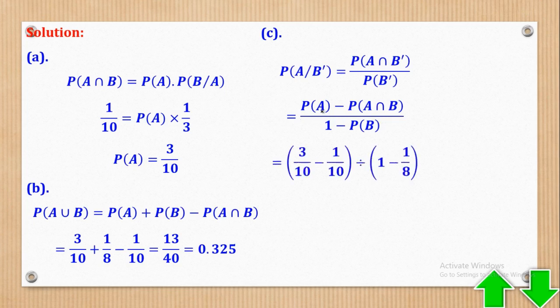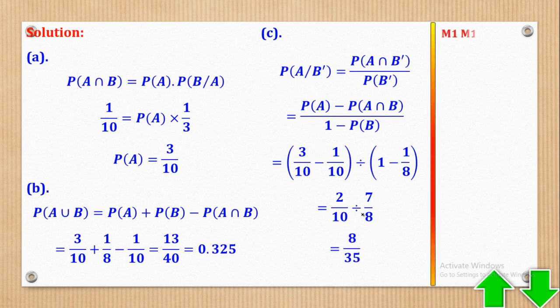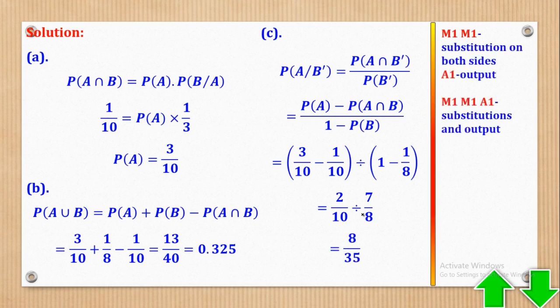So when I substitute, probability of A is that, probability of A intersection B is that, divide by 1 minus probability of B which is that. So when I simplify this, the whole of this bracket will give me 2 over 10 and the whole of this bracket will give me 7 over 8. So when I divide, I'll come up with 8 over 35. So basically that's what they wanted. Now let's see how marks can be awarded.